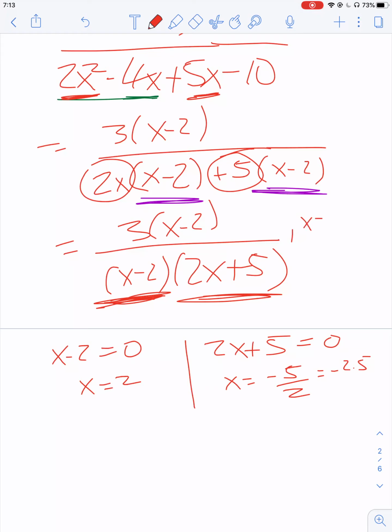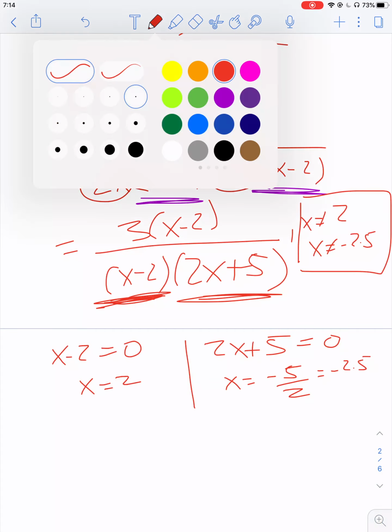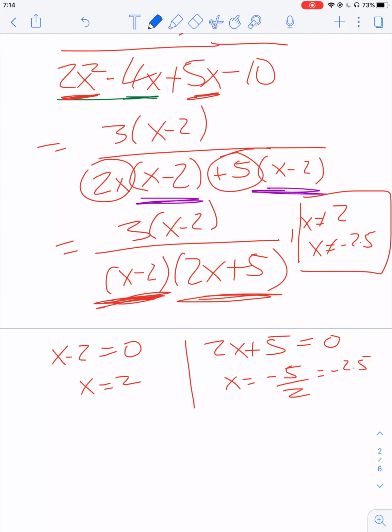X cannot equal 2, and x cannot equal minus 2.5. Okay, so these are my restrictions, guys. Now, final step, you have to simplify. As you can see, the x minus 2 and the x minus 2 will cancel because it's the same thing in your numerator and denominator, right?